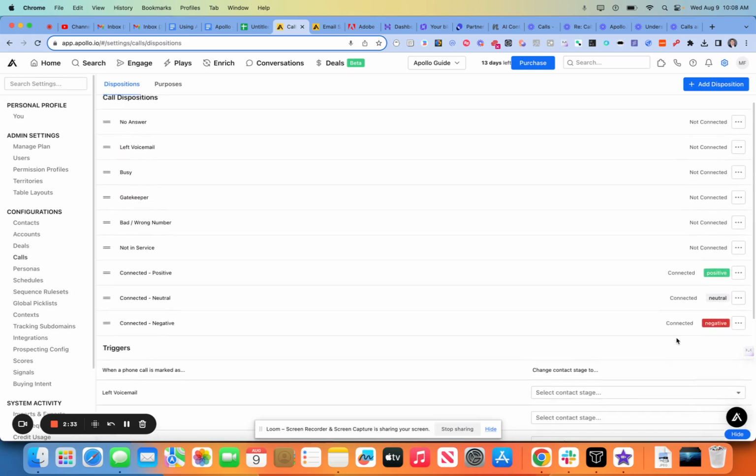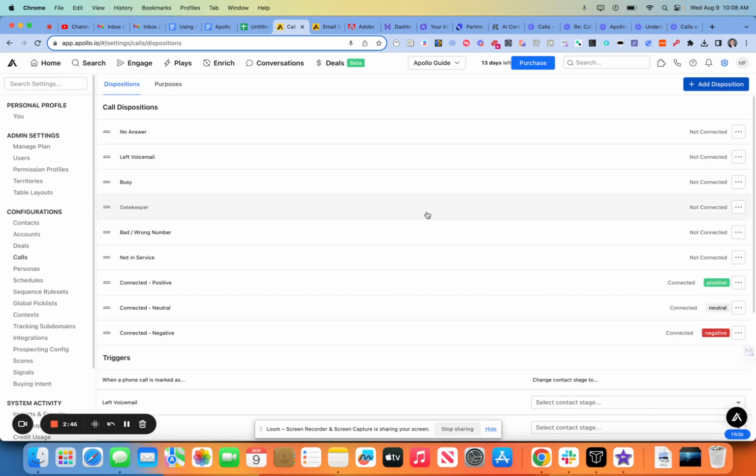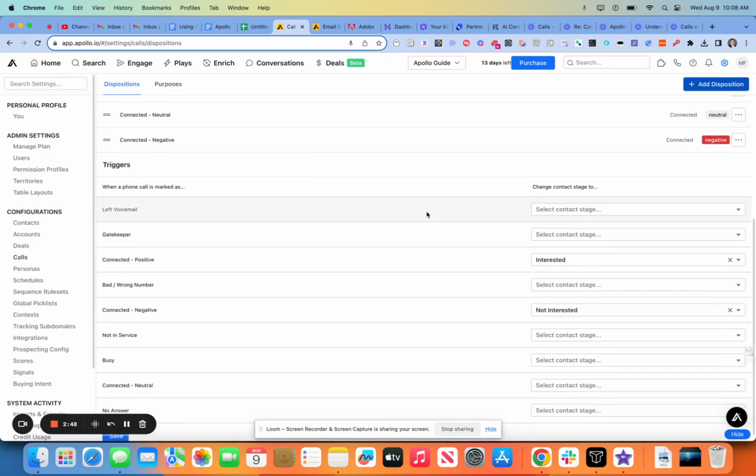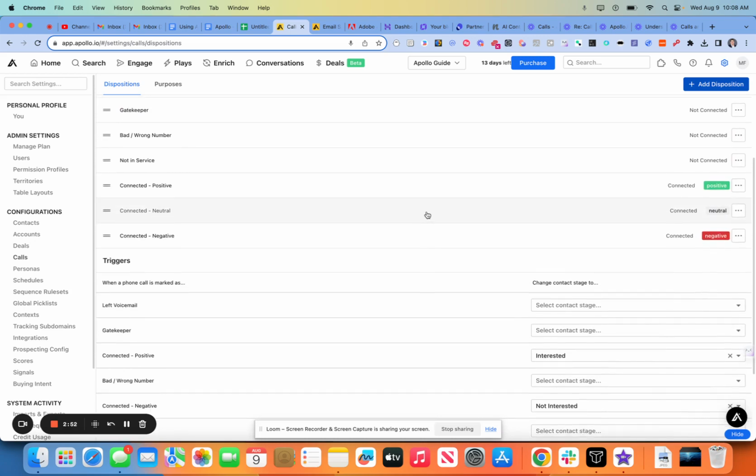Okay, so these are the dispositions. You can obviously add them, right? The key factors here are going to be the connected, not connected. This will remove people from everything that they're currently enrolled in. This will not. Call sentiment, we already went over that. Okay, I'm not going to add those right now, but I am going to show you the next step there, right? Like I said in the beginning here, this is a linear kind of flow.